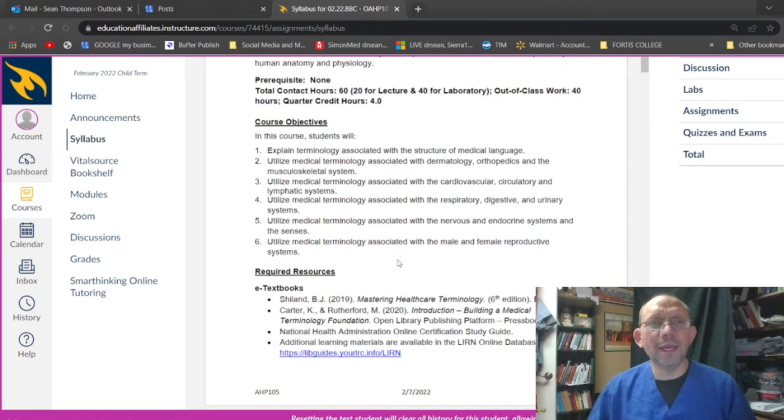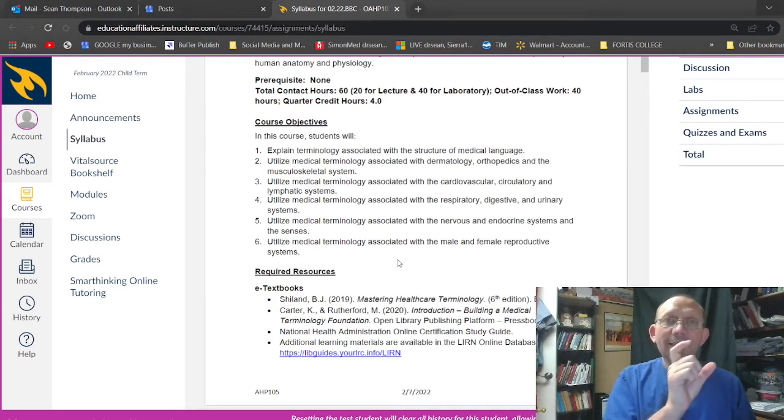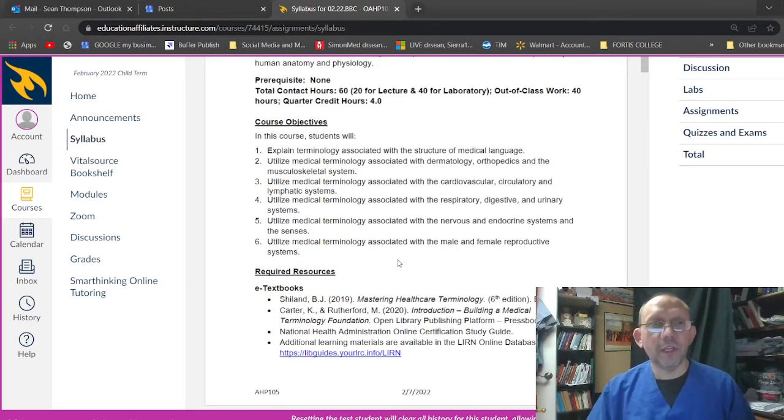In this course, students will explain terminology associated with the structure of medical language. And that's going to be, remember, we're talking about the Latin parts of it, the Greek parts of it, the names, and then some common words too. Utilize medical terminology associated with dermatology, the skin, orthopedics, joints and muscles and stuff, and the musculoskeletal system. Utilize medical terminology associated with the cardiovascular, that's going to be the heart and the vessels. Circulatory, that's the movement of the blood, and lymphatic systems. Lymphatic system is a totally different system, which is related to the blood in a way that you'd have to understand if you watch that video. So go back and look at those videos.